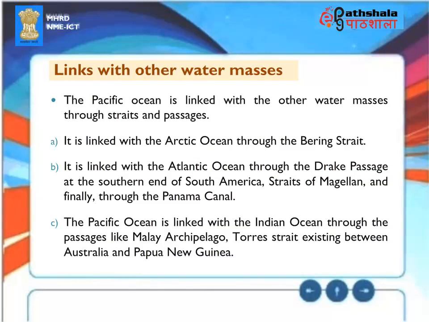Links with other water masses. The Pacific Ocean is linked with the other water masses through straits and passages. It is linked with the Arctic Ocean through the Bering Strait. It is linked with the Atlantic Ocean through the Drake Passage at the southern end of South America, the Straits of Magellan, and finally through the Panama Canal. The Pacific Ocean is linked with the Indian Ocean through passages like the Malay Archipelago and the Torres Strait existing between Australia and Papua New Guinea.